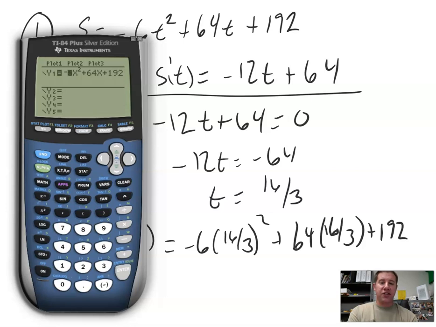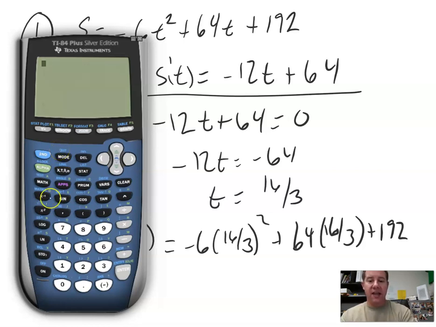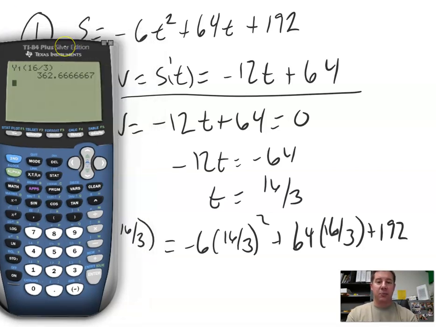I'm not sure if I've shown this to you, but what I can do is put the position function in my calculator in y1, and then I can go alpha trace y1, and I can do f of 16 divided by 3 and enter it just like that, and the calculator will kick out our answer. So its position is 362.6667 feet.